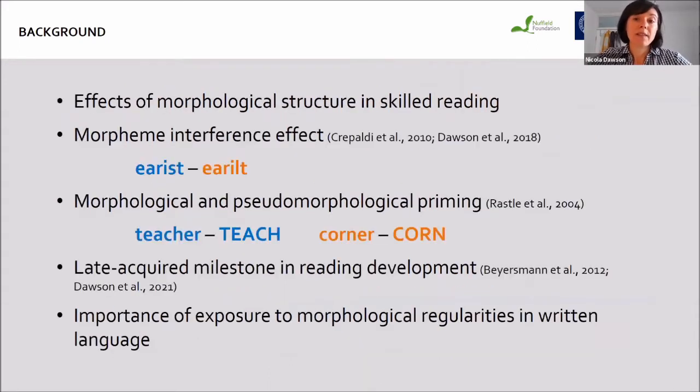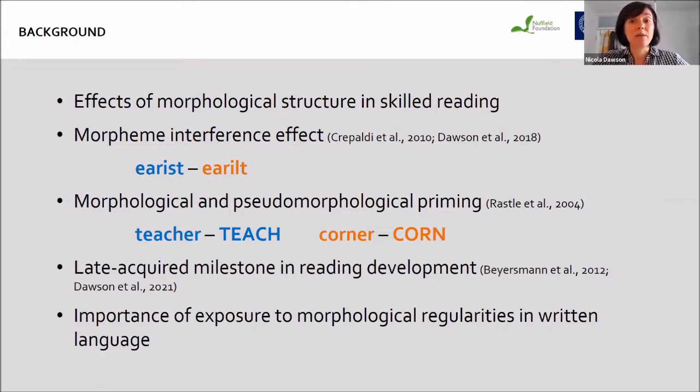And we also see effects of morphological structure play out in reading behaviour when we look at skilled readers. So for example, in a lexical decision task, where individuals are asked to decide whether an item is a real word or not, they find it more difficult to reject a made-up word that is morphologically structured, such as a word like earist, which combines a stem and an existing suffix, compared to a closely matched control non-word that doesn't have an existing suffix, like earilt.